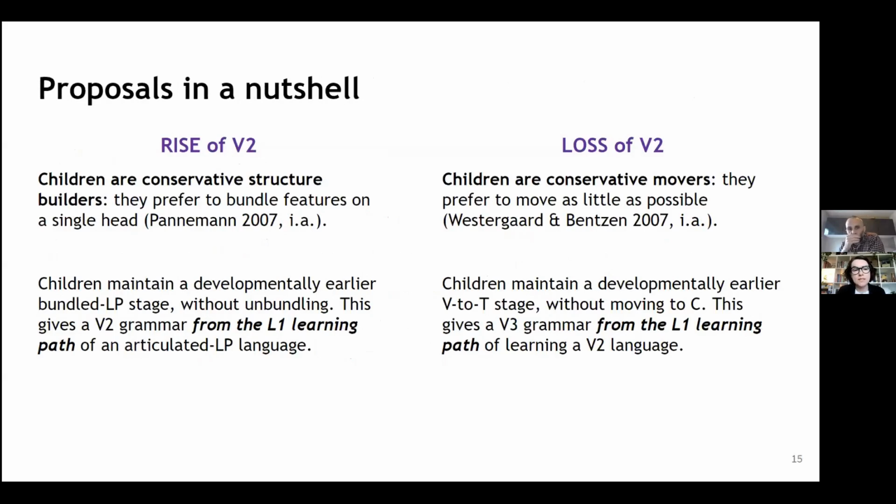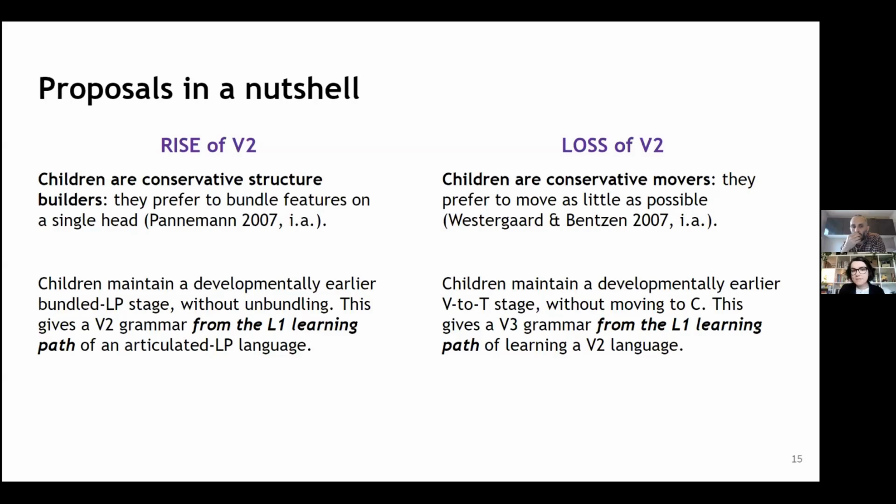So our proposals in a nutshell: for the rise of V2, we are arguing that children are conservative structure builders. They're going to prefer to bundle features unless proven otherwise. So children maintaining a developmentally earlier bundled left periphery stage without unbundling it. This is going to give a V2 grammar from the regular learning path of an articulated left periphery language, like modern Italian.